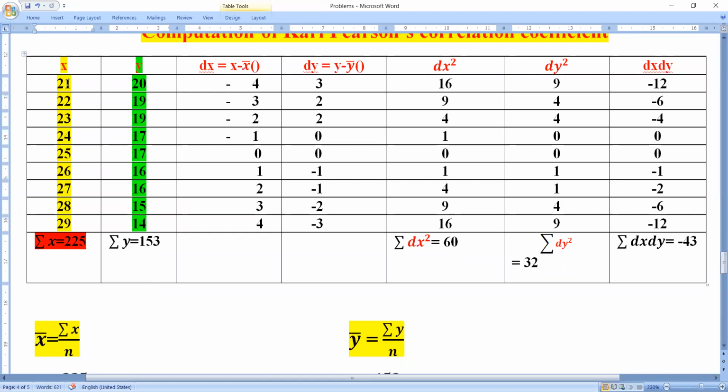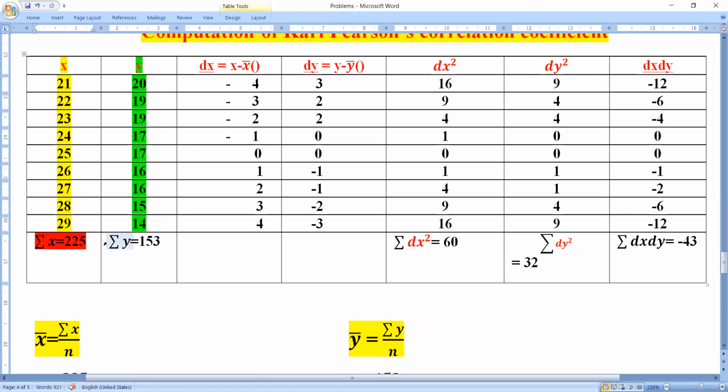Once again, you calculate 21 plus 22, 23, 24, 25, 26, 27, 28, 29. When we add the X series, the total is 225. This is sigma X, or the X series total, 225.